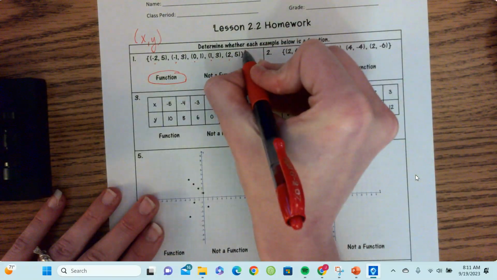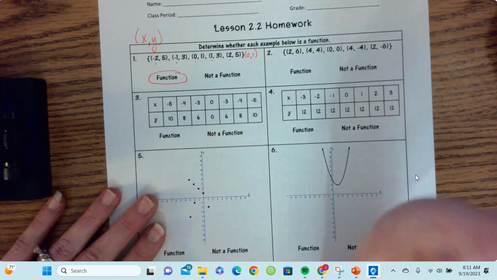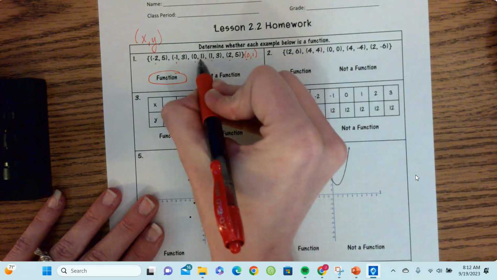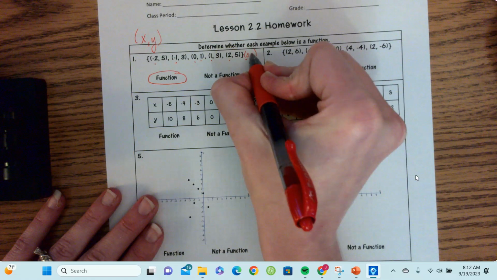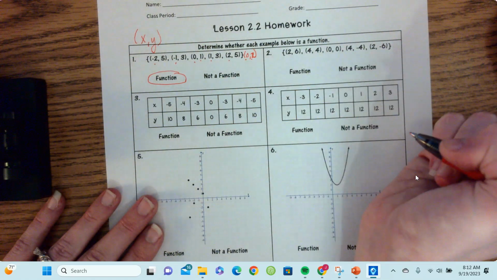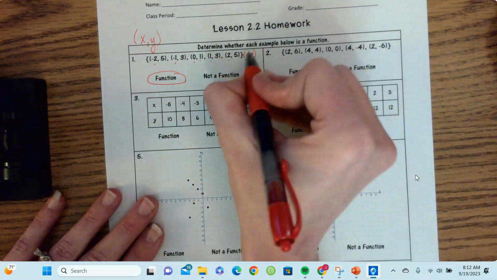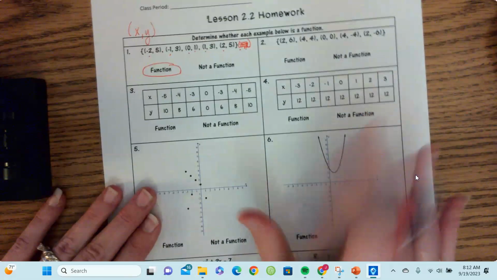I could add 0, 1 to the end of this list, and it's still a function. So the x repeats, 0 and 0, but it repeats with the same y. It's if that y changes. If I put 0, 2 at the end, then it's not a function anymore because the y changed. But that throws a lot of kids off. They'll see that x repeat and they don't go to check the y.